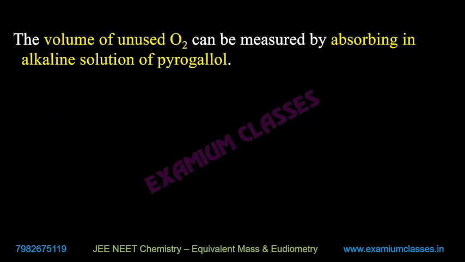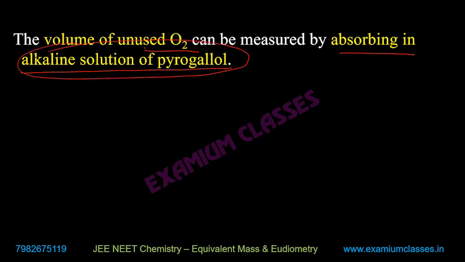Next, the volume of unused O2 can be measured by absorbing it. Suppose it is not 100% oxygen. Then what we will do is introduce an alkaline solution of pyrogallol. Whatever gases are remaining, those will be introduced into the alkaline solution of pyrogallol.